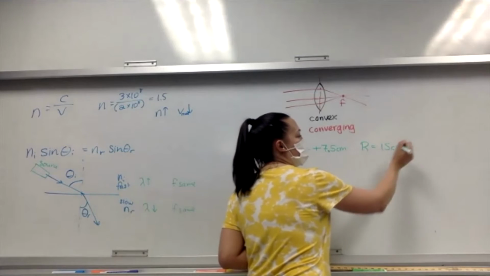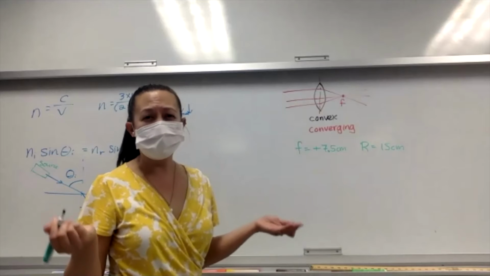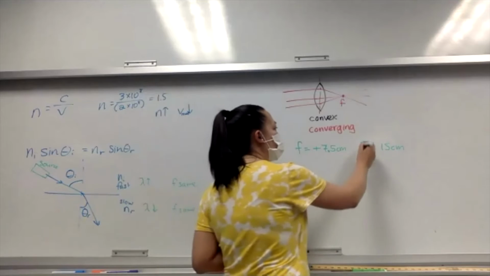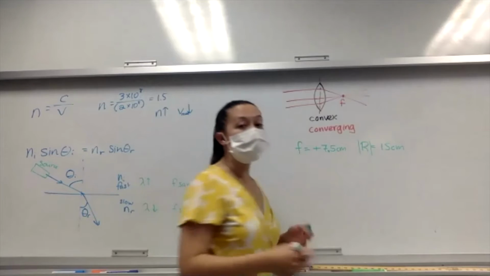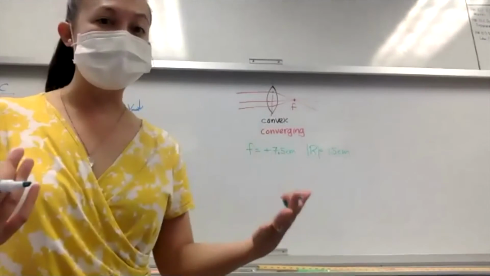15. Awesome. A thing to note, radius of a circle can't be negative. So no matter what F does, R will always be a positive number. Radius of curvature is twice as big as the focal length.